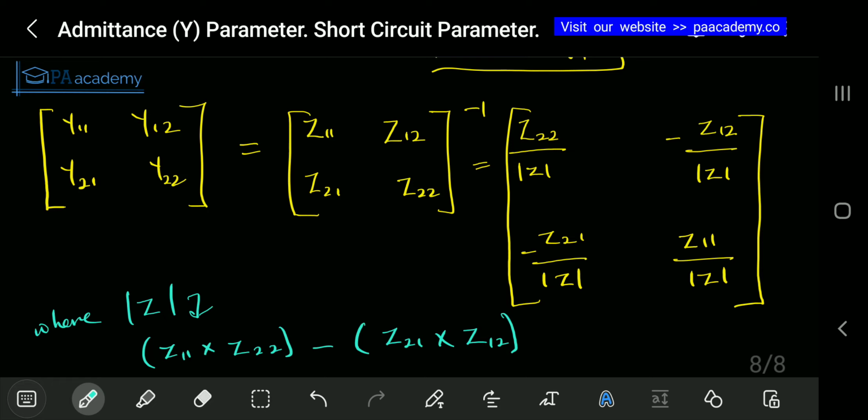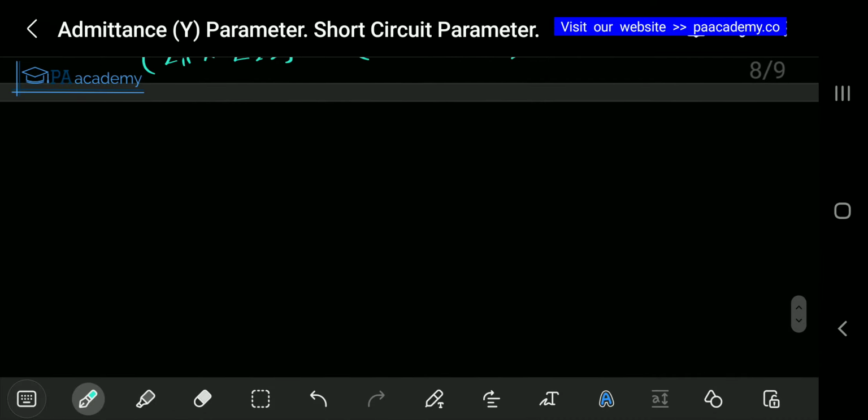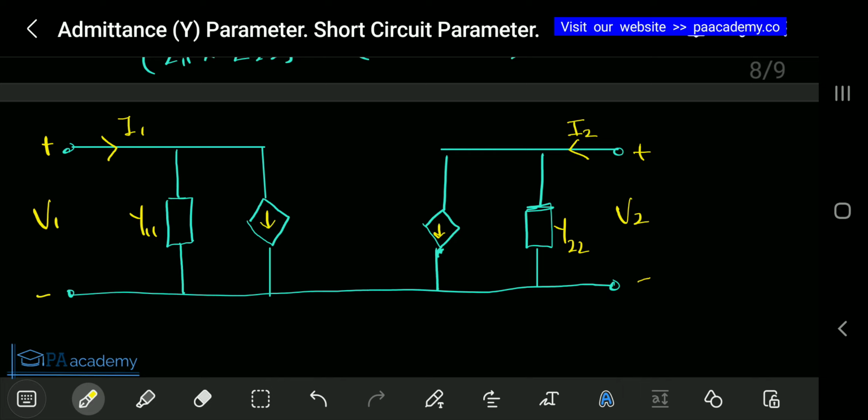All right. So another thing I also need to share with you, just like I shared with you during the z parameters, is the circuit that they use in representing the y parameters, because you might be asked in exams. So let me draw it for you. All right, so this is it for the y parameter. Just pay attention to it.